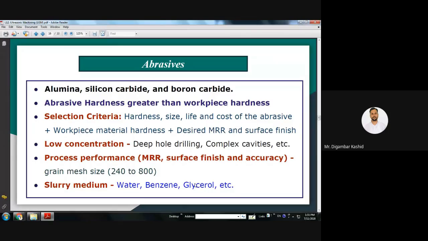What is the role or function of the sine wave generator, transducer, tool connector or tool holder, and tool? What should be the properties of the tool holder material? Then abrasive: which kinds of abrasive we can use, and how to select.